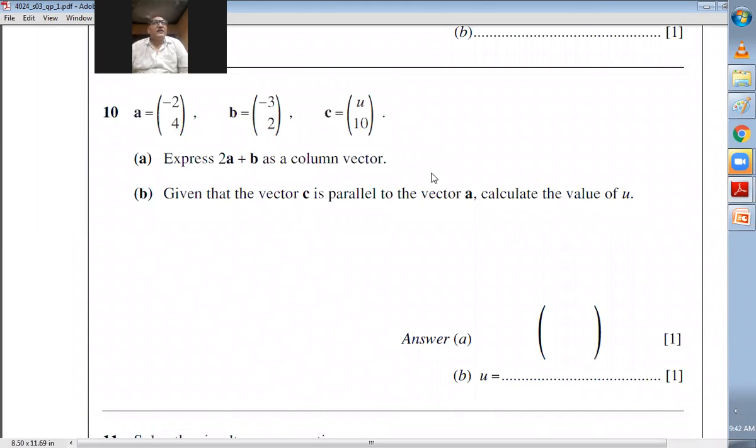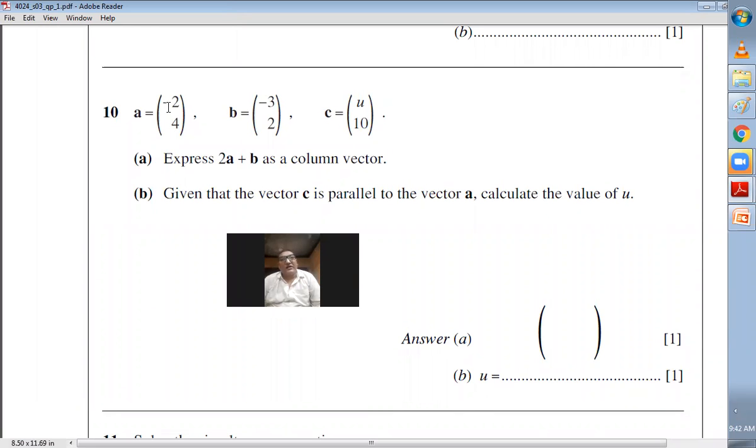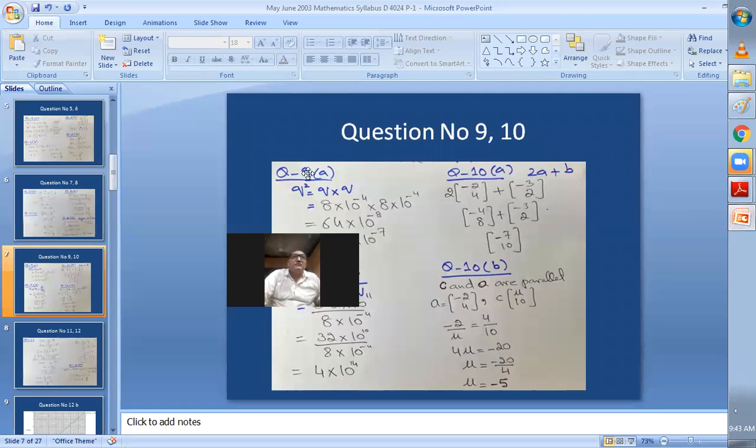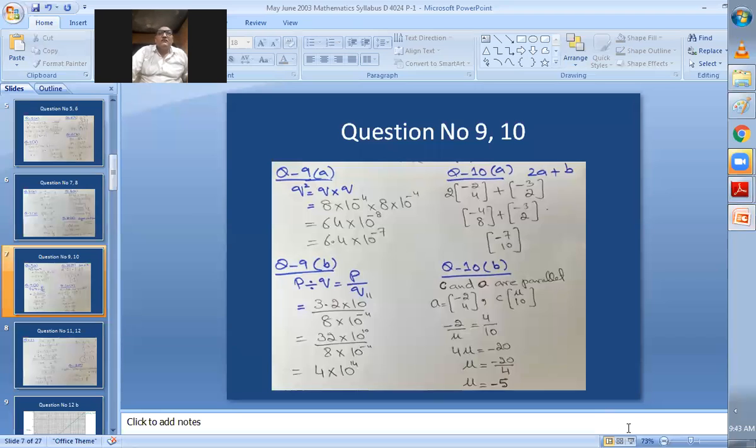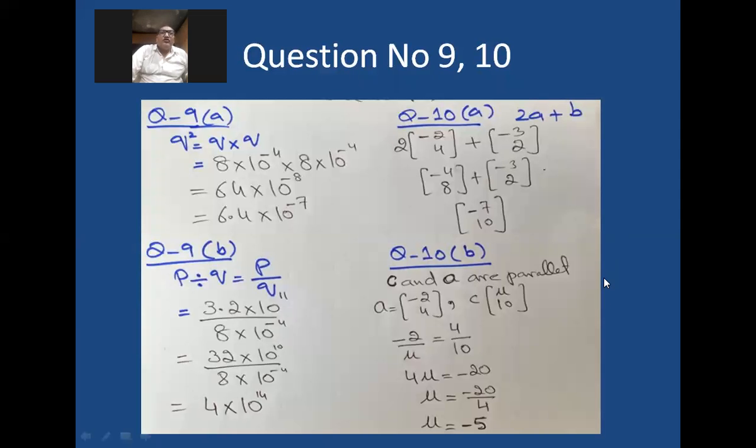Here we have some column vectors given. A is (minus 2, 4), B is (minus 3, 2), C is (u, 10). Express 2A plus B as a column vector. I will multiply 2 with A and then add the answer to the column vector B. So let me show you my work. 2 will multiply with the column vector A, so you will have minus 4 and 8. Minus 4 minus 3 will be minus 7, and 8 plus 2 will be 10.